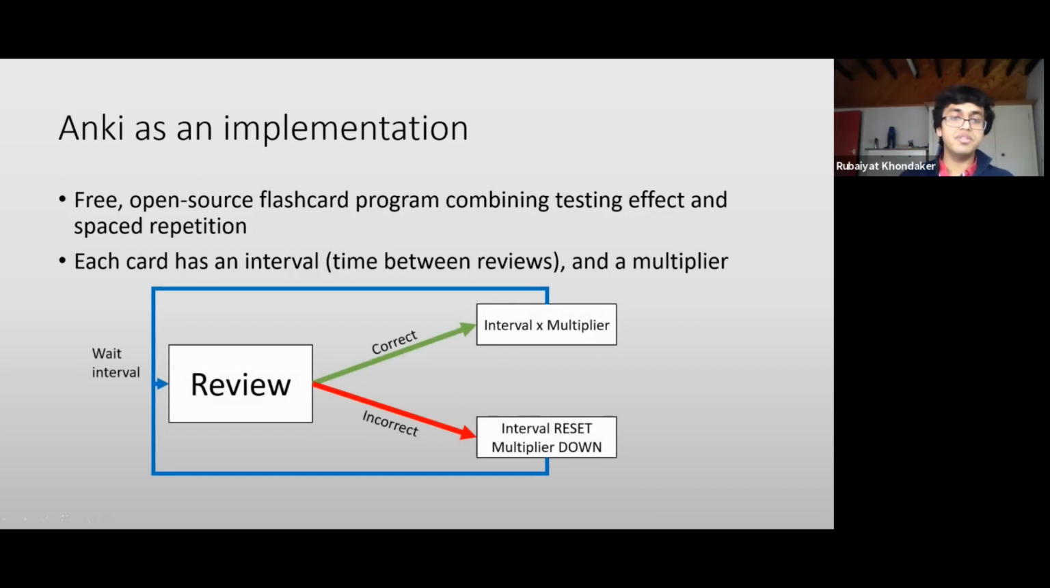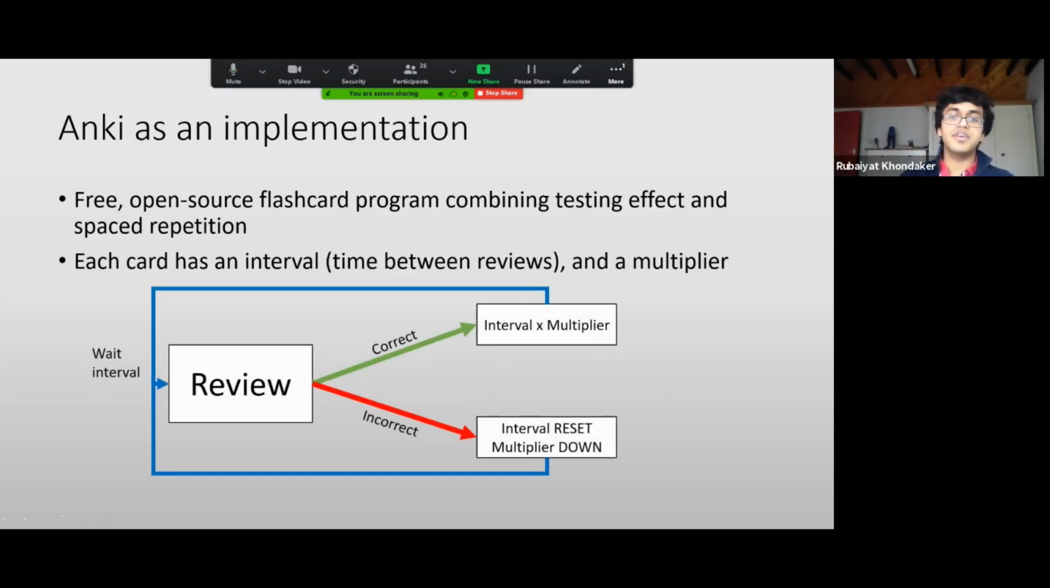So what you do is you review the card. If you get it correct, you do the interval times the multiplier. Let's say the interval was 10 days and your multiplier was 2, now it becomes 20 days. If you got it incorrect, however, the interval resets. I think the default value is like 1 day, and the multiplier goes down. So if it was times 2 before, it's now times 1.9. So cards you get wrong, you'll see slightly more often.